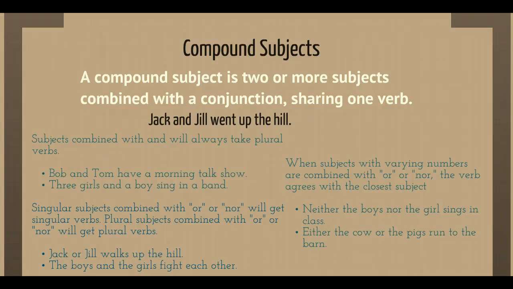Plural subjects combined with or, nor will get plural verbs. So here I have the boys and the girls fight each other, right? And that goes to the one above with the combined and. But if I switch out that and, I could say the boys or the girls fight each other. But they're not both fighting. The and says they're both fighting here. That's why they have a plural verb. But I can make them either group fight, but I still use a plural verb because there's more than one boy and there's more than one girl.